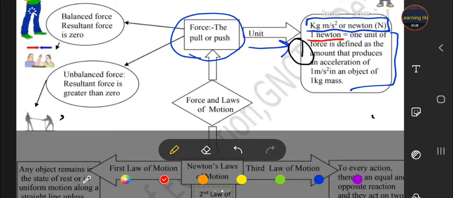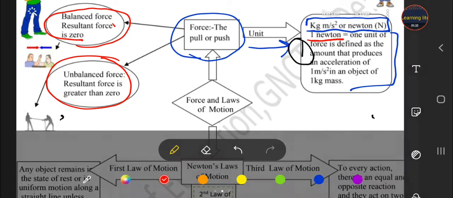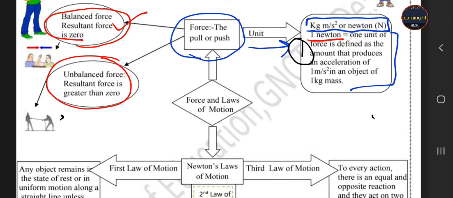Now there are two types of forces. First is balanced force, second is unbalanced force. What is balanced force, student? If the resultant force is 0. What is unbalanced force? If the resultant force is not 0. For example, in a tug of war game, both teams apply their efforts from the opposite direction, but one team wins. Which team applies more force than the other team. So this is the example of unbalanced force.